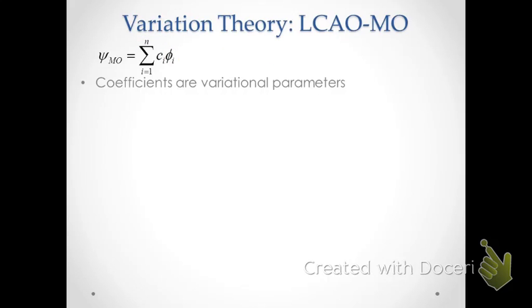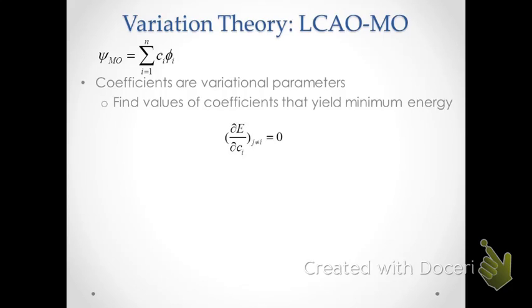The coefficients are the variational parameters in this circumstance, which means what we're going to try to do in our computation is find the coefficient values which lead to the minimum energy and give us a wave function which is closest to the actual wave function of the molecule. Now, the way we do that, of course, is we take the derivative of the energy with respect to each of the coefficients and set that equal to 0 and then solve. And of course, if we've got n atomic orbitals, we're going to have n coefficients, and that means we have n derivatives that we have to take.